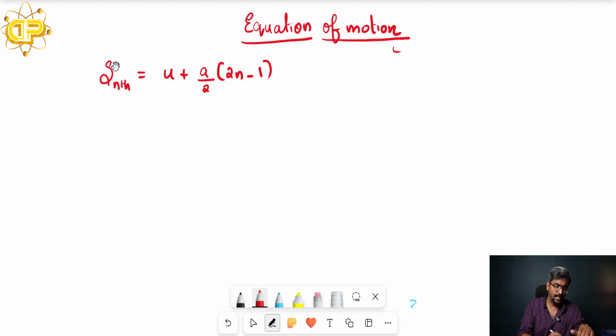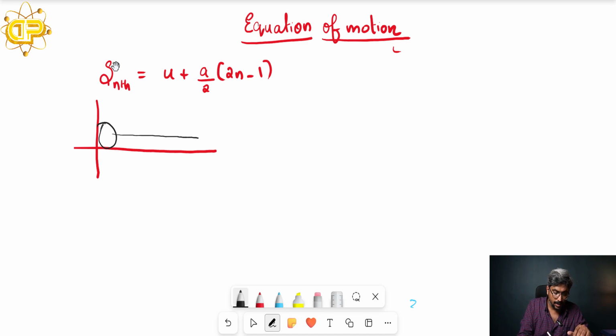First of all, just imagine that there is an object here and this object is moving from one point to another. Just imagine that this object has moved to this particular point and reached this particular position, and this time interval is n. So you need to find out the displacement at the nth second. So what will be the displacement there?